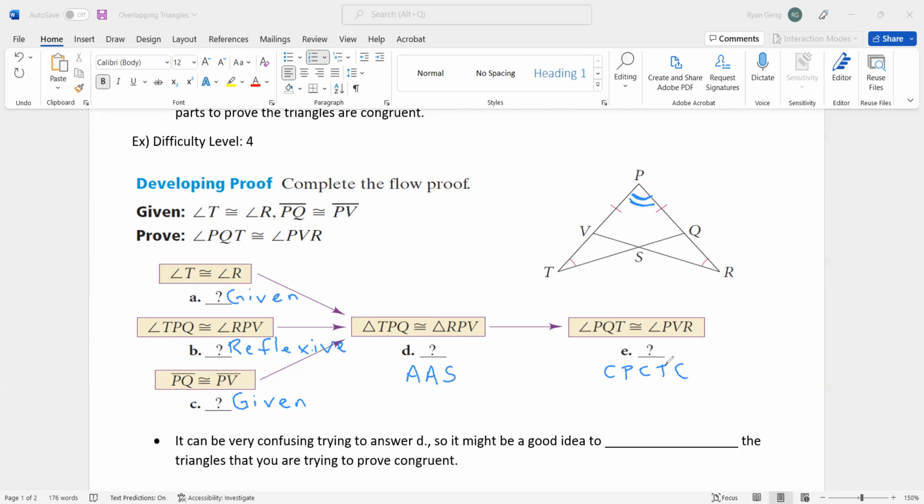Now back to this part. It's a lot of times very hard to see that in overlapping triangles. Okay. It might be a good idea to redraw the two triangles that you're trying to prove congruent. And that's what we're going to do here on the back.